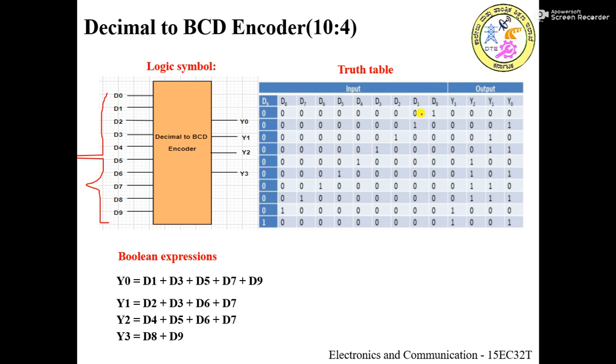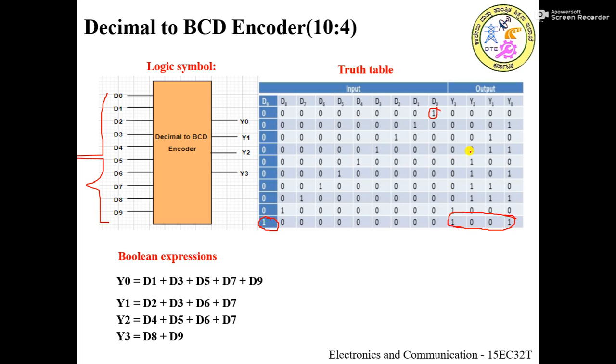You can see the truth table here. In the first combination only D0 is activated. Corresponding to this D0, the output encoded data is 0000, and we have to consider only the 10 combinations because it is a decimal to BCD encoder. 10 combinations are enough to indicate the 10 decimal digits. The last combination D9 is active high. So 9 is represented with the binary sequence 1001.